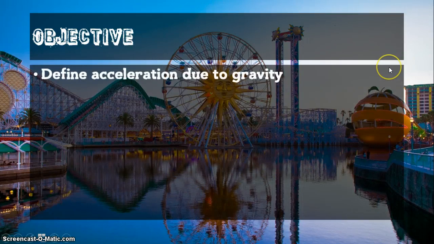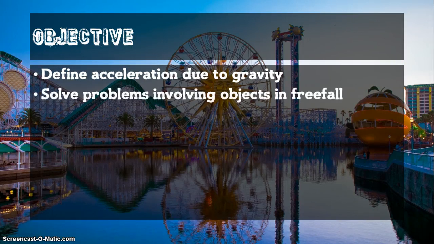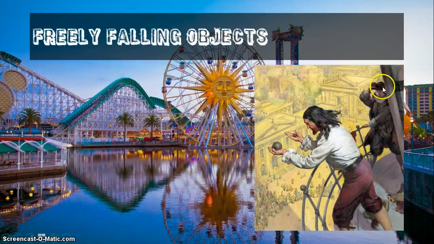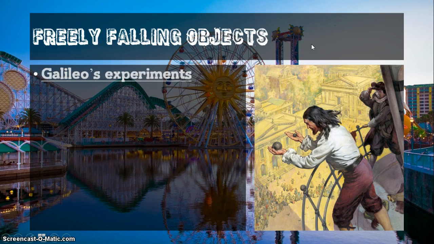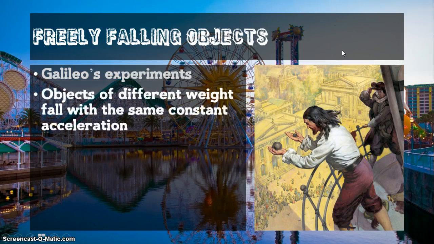So our objective for learning today, we want to be able to define the acceleration due to gravity. We also want to solve problems involving objects in free fall. So just a background review of freely falling objects. I've included another video in the PowerPoint that you can watch on your own if you'd like, just to let you visualize Galileo's experiments.